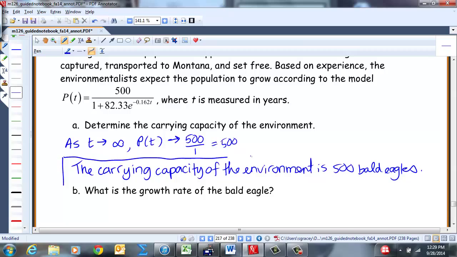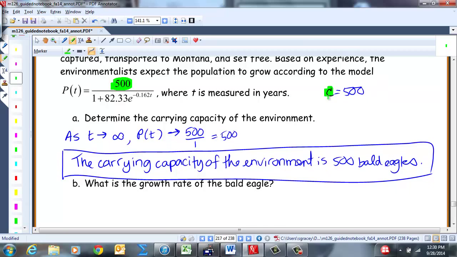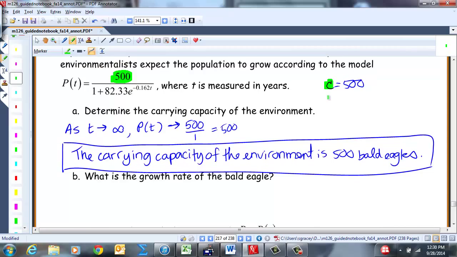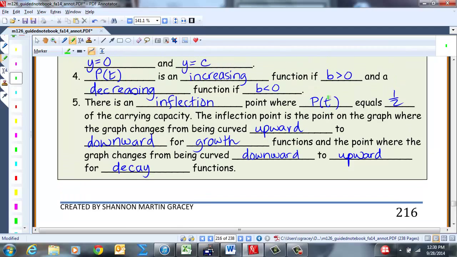As long as you have the equation written exactly in this format, you can just see that our C right here is 500. And that's from up here, just to let you know.